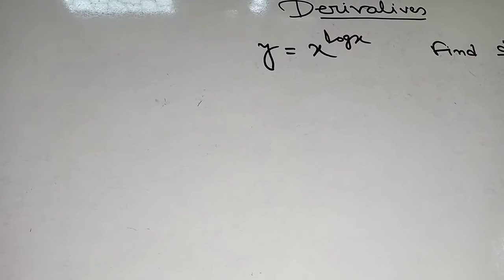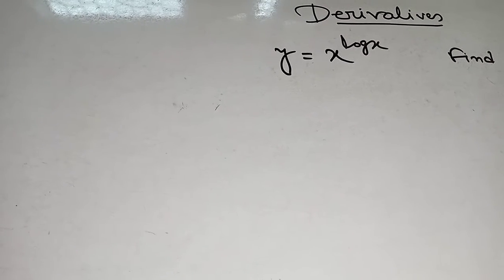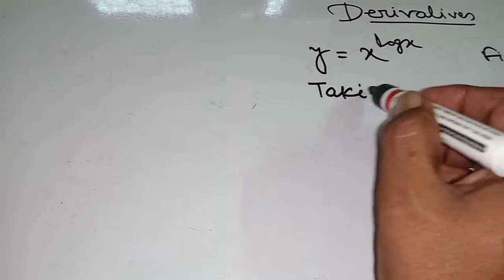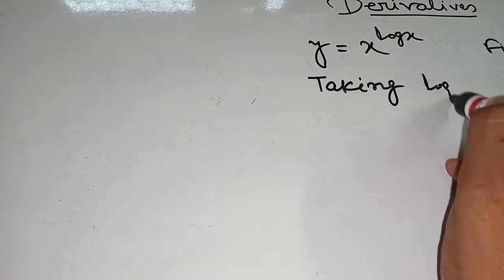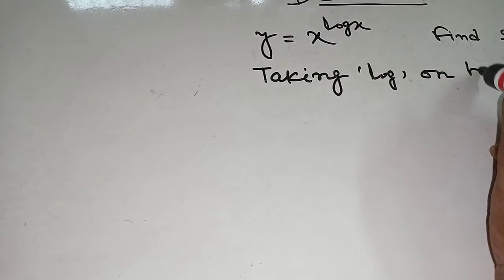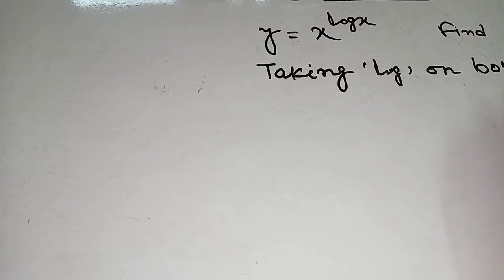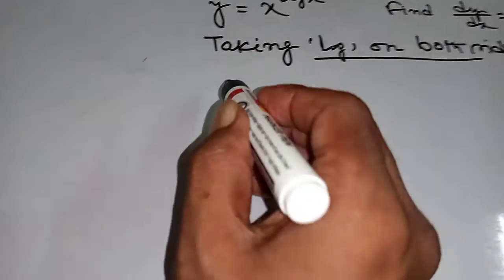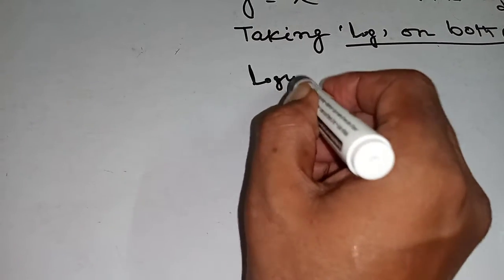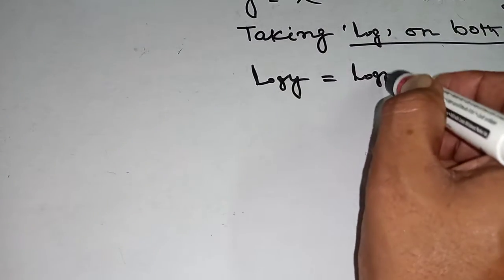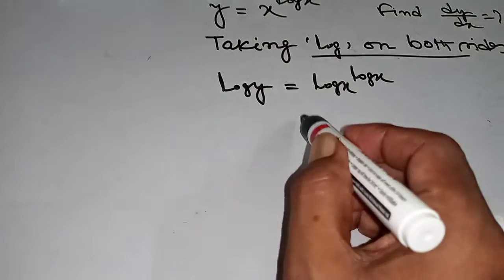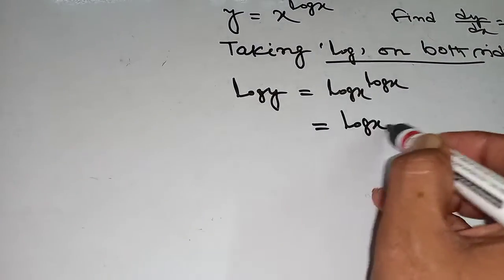You see here y equal to x to the power log x, that means base x and the power is also log x. Then taking log on both sides. Now what will happen? log y equal to log x to the power log x. Then it will become log x into log x.